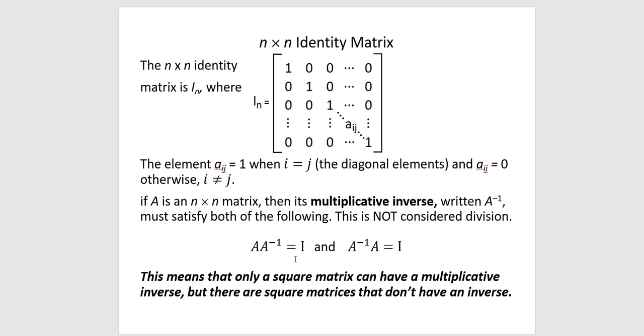This means that only a square matrix might have a multiplicative inverse. Even so, there are some square matrices that don't have an inverse matrix, and we will discuss some of the implications that arise from this later.